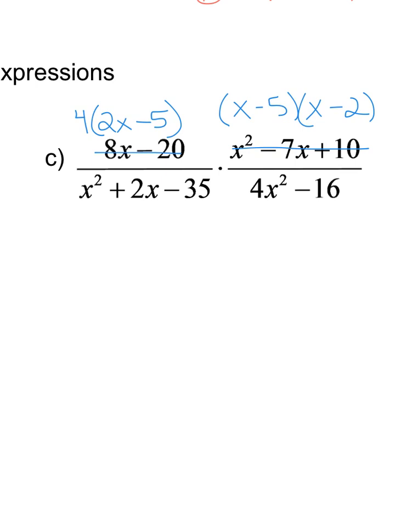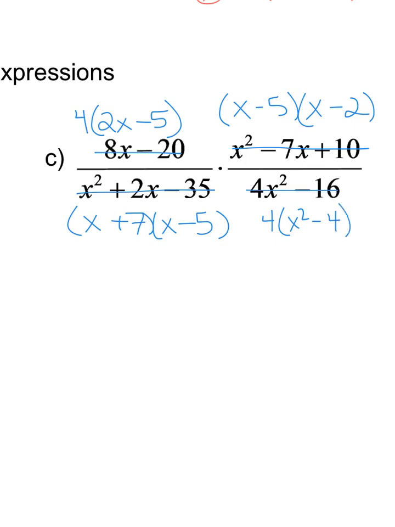Now we have to look at the bottom. What 2 numbers multiply to 35 and give you positive 2? Well, how about a positive 7 and a negative 5? Again, you can see the factoring we're doing right here is pretty straightforward. There's nothing too insanely complicated about what we're doing here, okay?